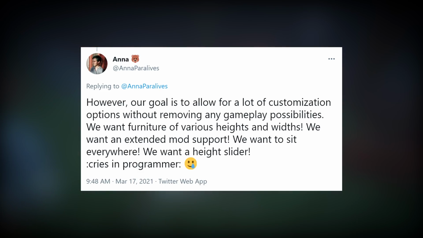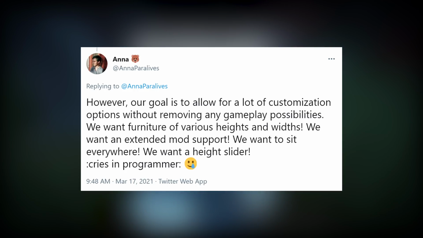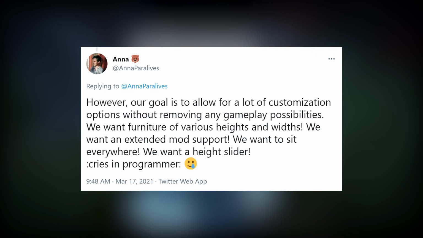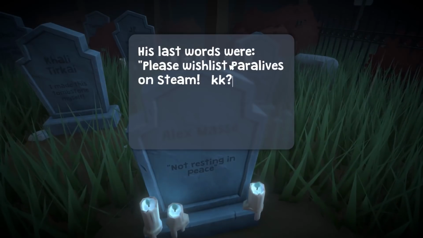"However, our goal is to allow for a lot of customization options without removing any gameplay possibilities. We want furniture of various heights and widths. We want an extended mod support. We want to sit everywhere. We want a height slider, cries in programmer." Yeah, we really want those things.